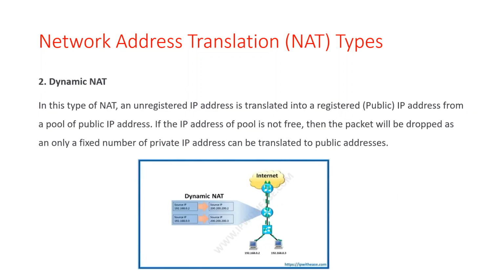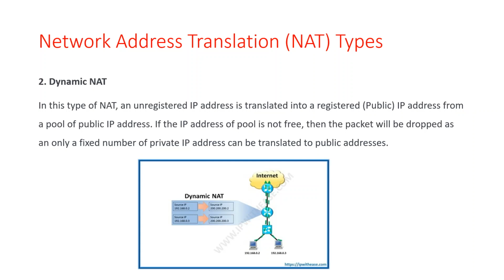Suppose there is a pool of two public IP addresses, then only two private IP addresses can be translated at a given time. If a third private IP address wants to access the internet, then the packet will be dropped. Therefore, many private IP addresses are mapped to a pool of public IP addresses.